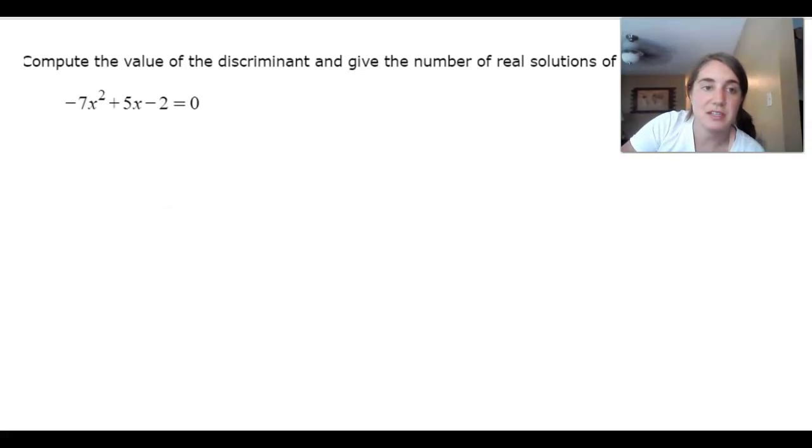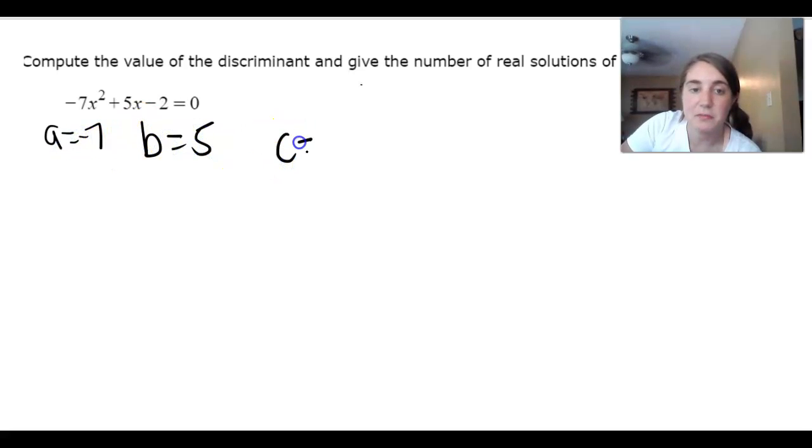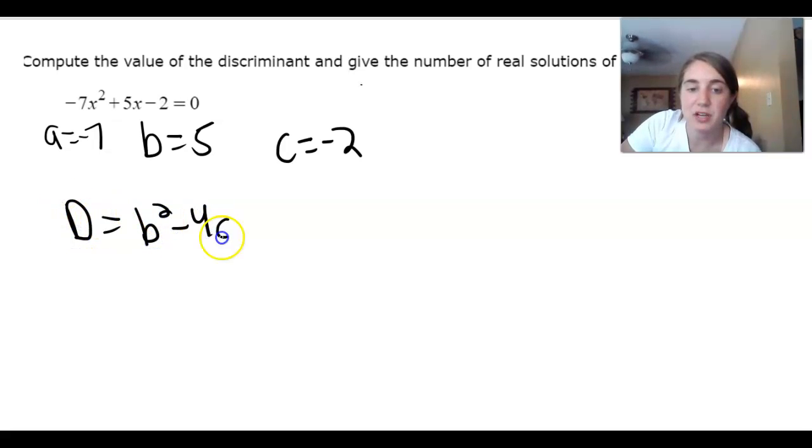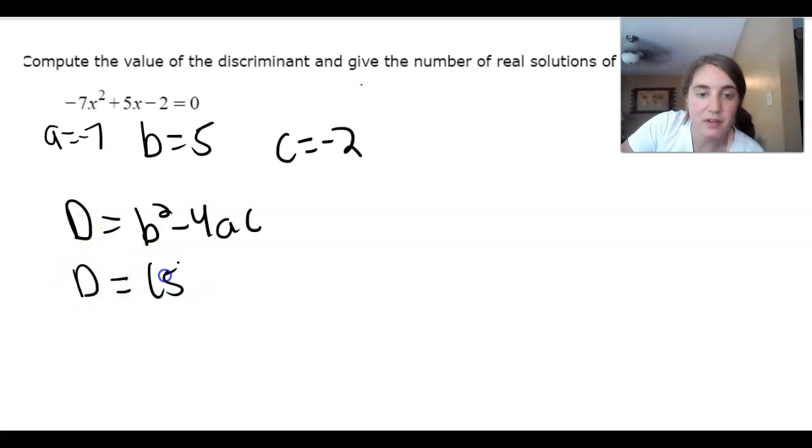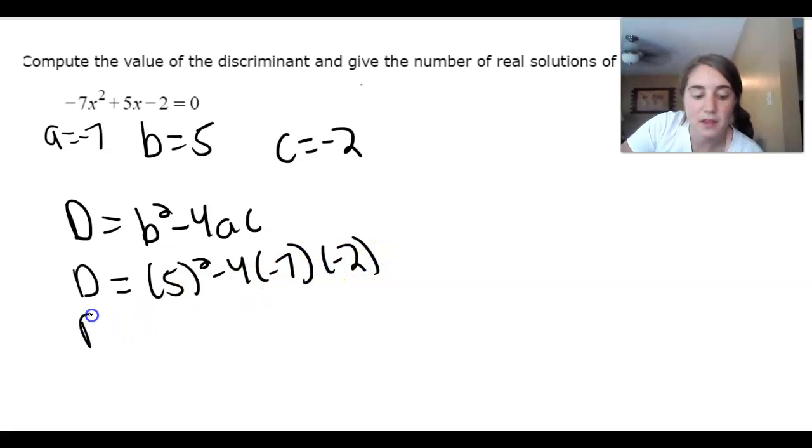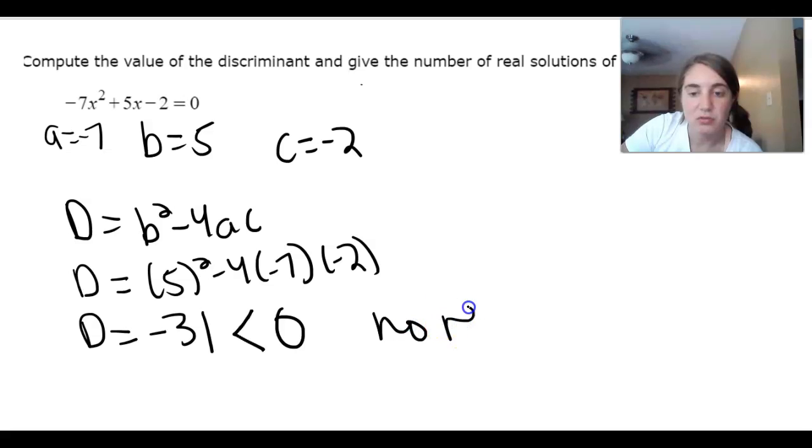Last part we're going to do is the same idea. It asks how many real solutions we have. My A is negative 7, my B is 5, my C is negative 2. So my discriminant is B squared minus 4AC, 5 squared minus 4 times negative 7 times negative 2, which is negative 31. This is also less than 0. So no real solutions.